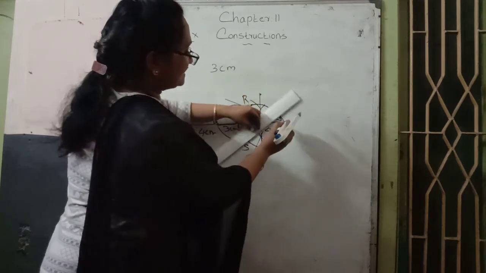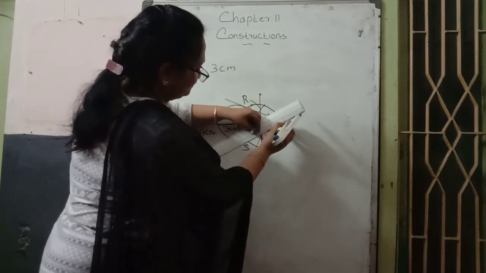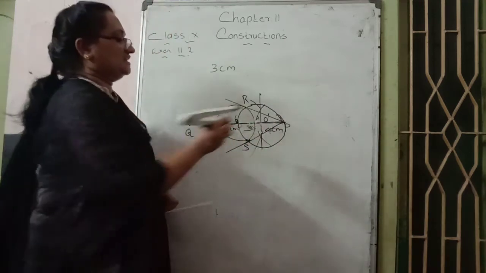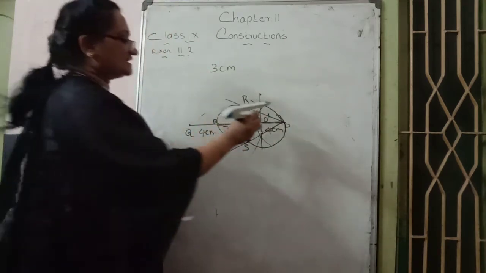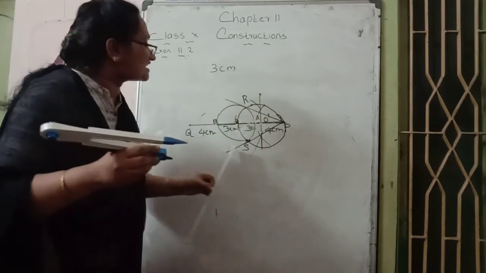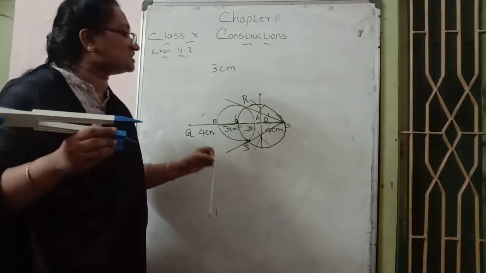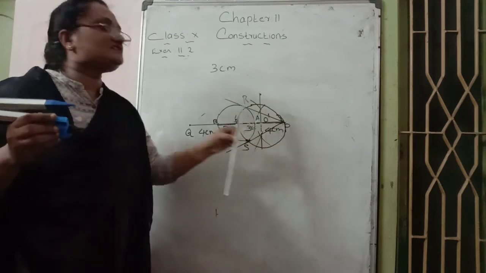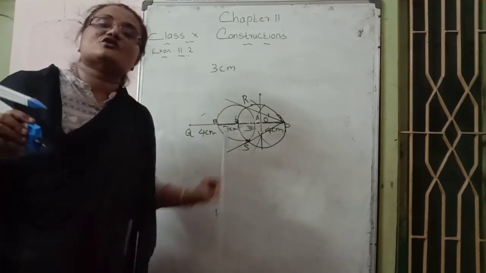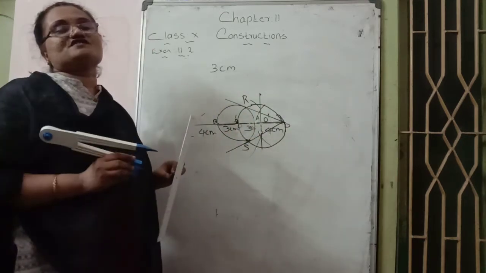So PR and PS are the tangents for the first circle. Which side? Right side tangent. This is the right side tangent of the first circle. PR and PS are the two tangents for the first circle, the 3 centimeter circle. P is the point outside, and PR and PS are the tangents on the right side of the first circle.